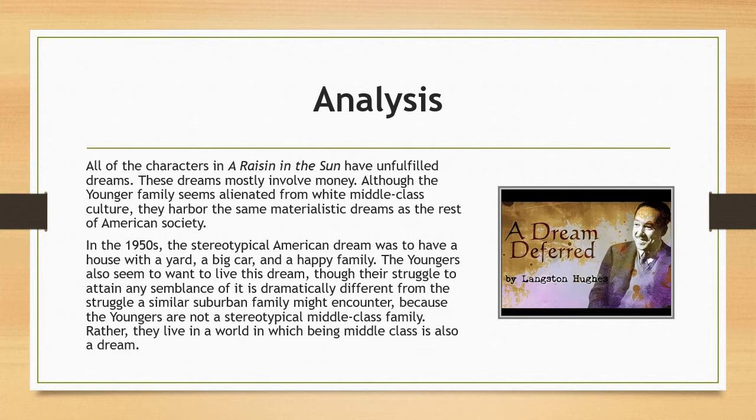All of the characters in A Raisin in the Sun have unfulfilled dreams. True. These dreams mostly involve money. Although the younger family seems alienated from white middle-class culture, they harbor the same materialistic dreams as the rest of American society. In the 1950s, the stereotypical American dream was to have a house with a yard, a big car, and a happy family. The Youngers also seem to want to live this dream, though their struggle to attain any semblance of it is dramatically different from the struggle a similar suburban family might encounter, because the Youngers are not a stereotypical middle-class family. Rather, they live in a world in which being middle-class is also a dream.